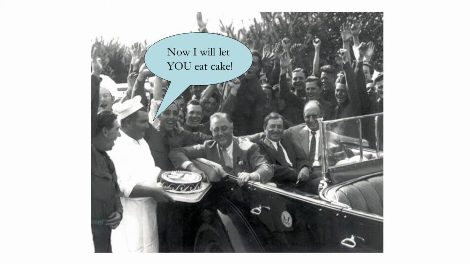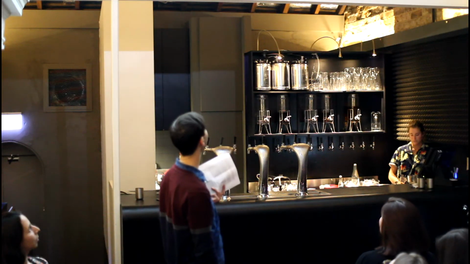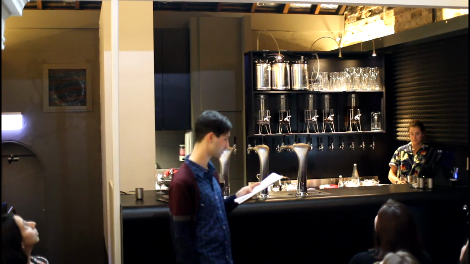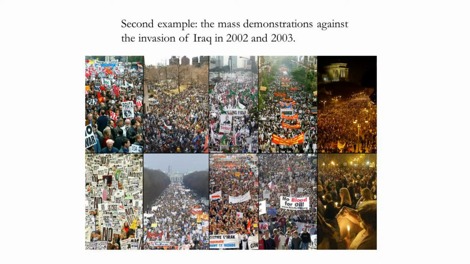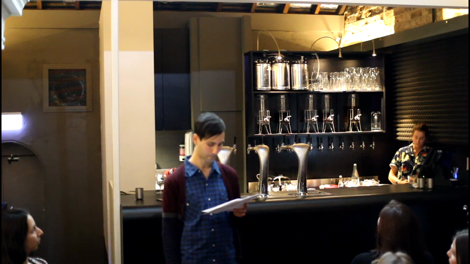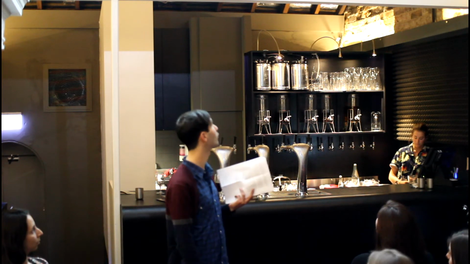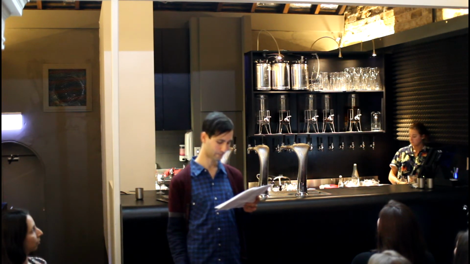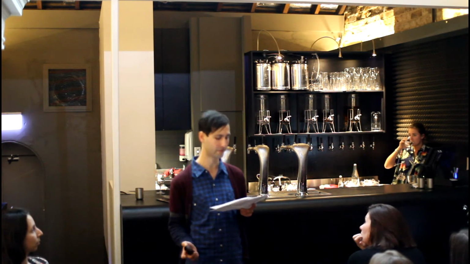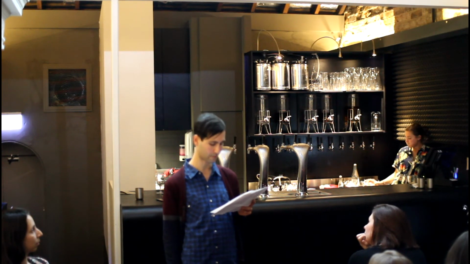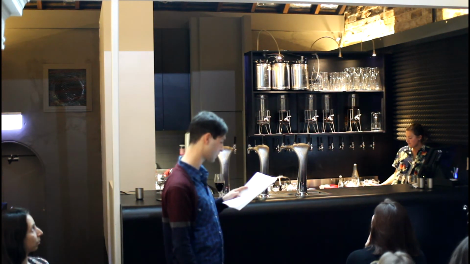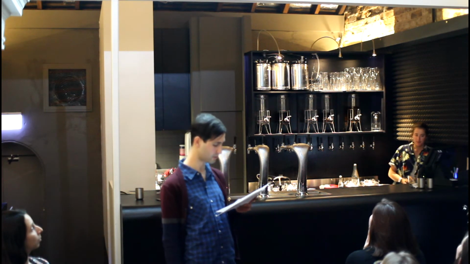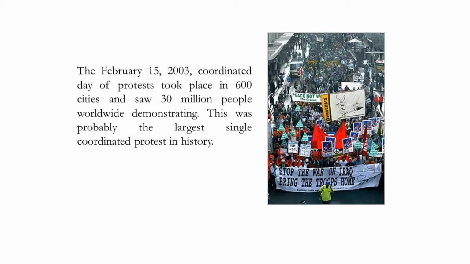Okay, so I'm going to give lastly one more example, which is a modern day example, which many of you must have been in. The example is the mass demonstration against the invasion of Iraq in 2002 and 2003. It's not often mentioned, but the Iraq War was the first war in history in which mass demonstrations took place before the war even began. So, for example, on February 15th, 2003, there was a coordinated day of protests in 600 cities. 30 million people worldwide demonstrated, and it was probably the largest single coordinated protest in history.